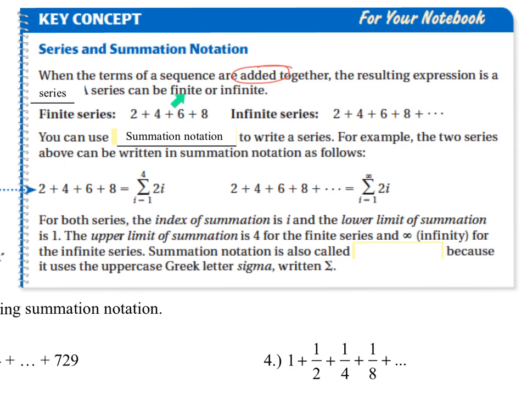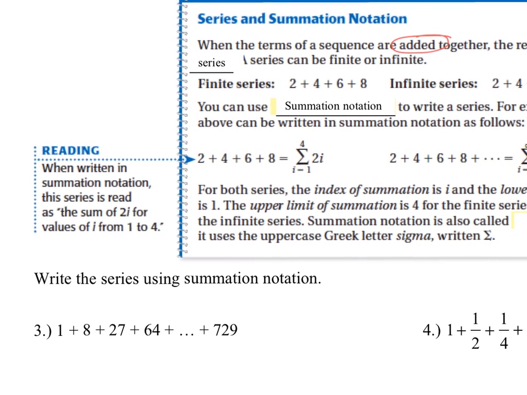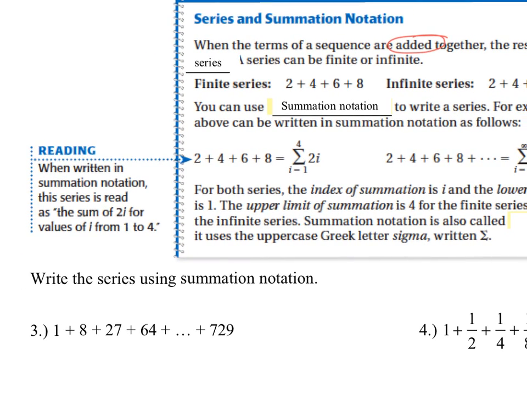A series can be finite or infinite, just as the sequences were. And here you have those examples, pretty similar to the last one. You can use what we call summation notation to write a series. For example, the series we saw before, 2 plus 4 plus 6 plus 8, and then here is our summation notation. When written in summation notation, this series is read the sum of 2i, so we're summing up 2i for the values of i from 1.